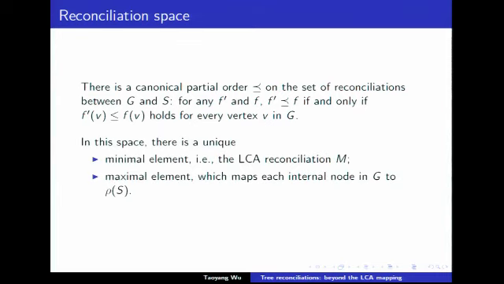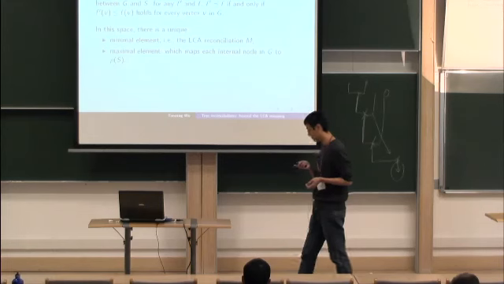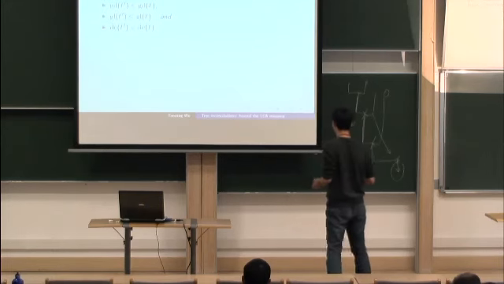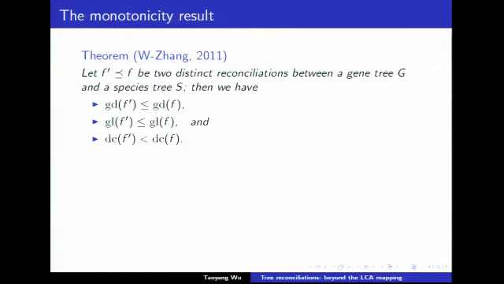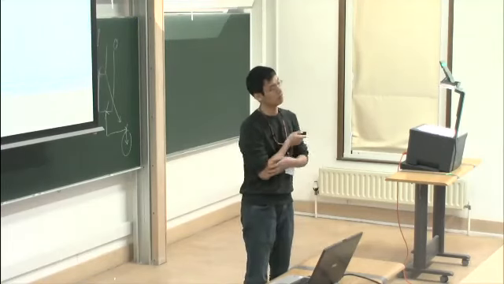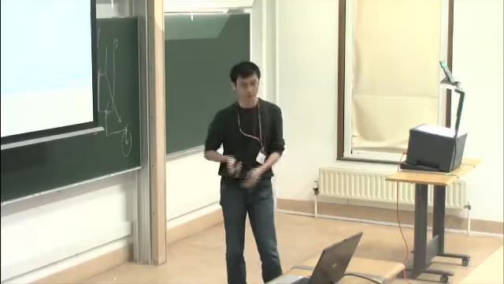And in this space, there is a unique minimum element. This is just the LCA reconciliation. And there is also a trivial maximum element, which just maps every internal node to the root of the species tree. And the main result we have is these natural poset structures that are compatible with the three cost models we introduced above.